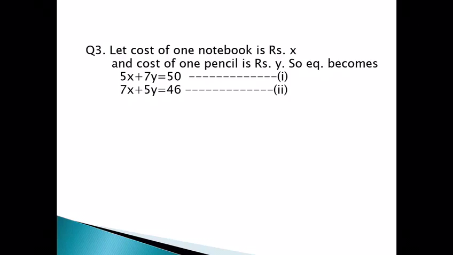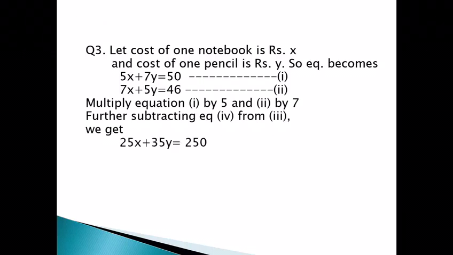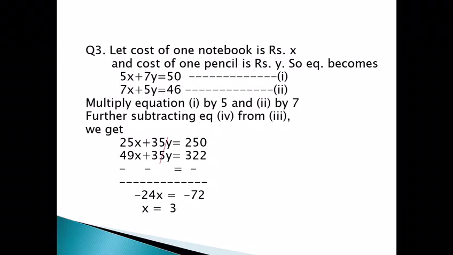You can eliminate any of the variables at one time. Multiply equation 1 by 5 and equation 2 by 7. Again subtracting these two. When we multiply the first by 5, it becomes 25x plus 35y equal to 250 and the second equation becomes 49x plus 35y equal to 322. Subtract these two, we will get 24x equal to 72, then our x equal to 3.